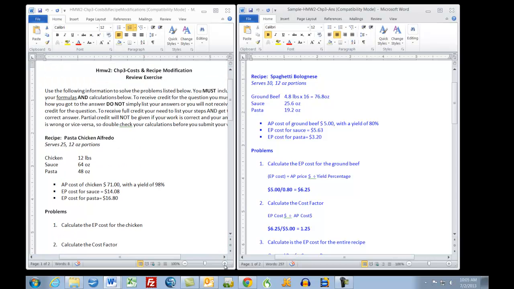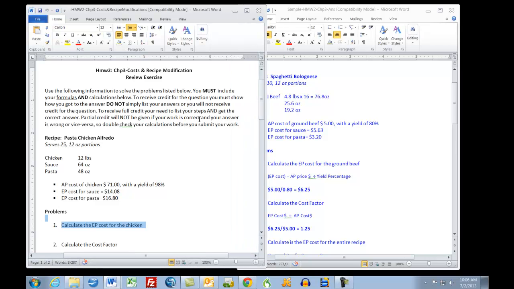Now, this assignment requires you to solve the problems, but to also show the work that you do. I need to be able to see the calculations that you do, and that's actually listed right over here. It says, to receive credit for the assignment, you must show how you got the answers. Do not simply list your answers, or you will not receive credit for the question. To receive full credit, you need to list your steps and get the correct answer. So there are two parts to solving the homework assignment. It is not sufficient to only put in an answer. I need to see how you got to that answer.